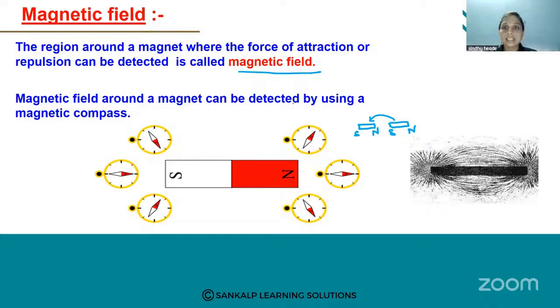See, magnetic field is nothing but the region around a magnet where the force of attraction or repulsion can be detected. Okay, and that is called magnetic field. Magnetic field is nothing but this particular region around the magnet. For example, this is a magnet. Okay, in some particular regions the field is generated, not all the regions.